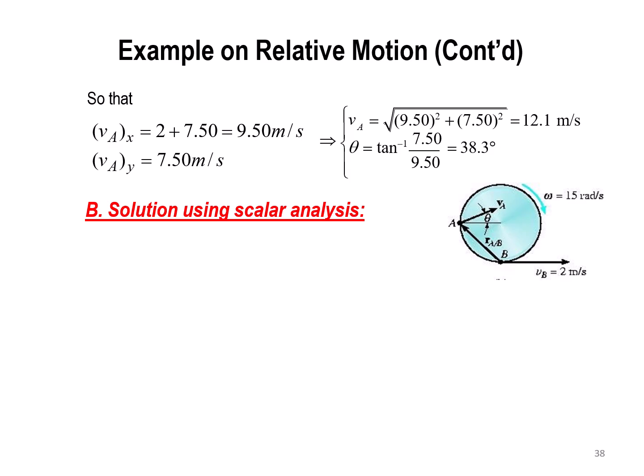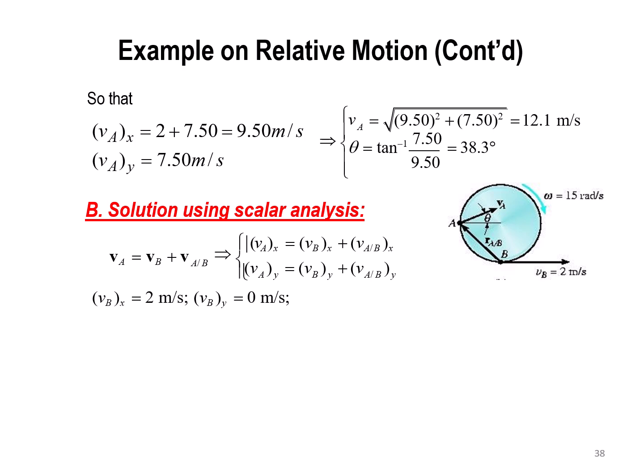Now, if we're going to do the scalar analysis, it's not going to be much different. I write down the relative velocity equation first. Then I can say that VAx is going to be VBx plus VABx. VAy is going to be VBy plus VABy. And VB is 2 meters per second. VBy in the y direction is 0.